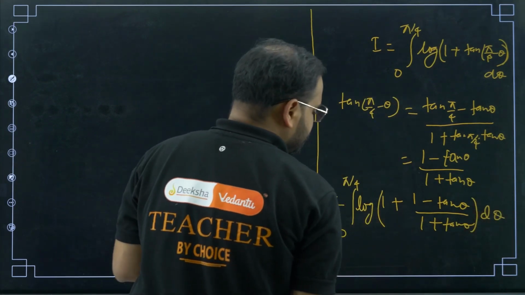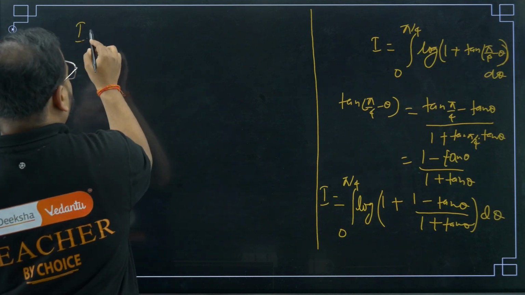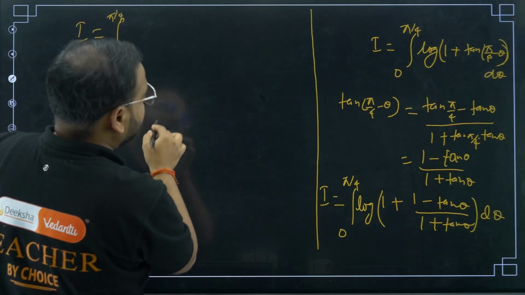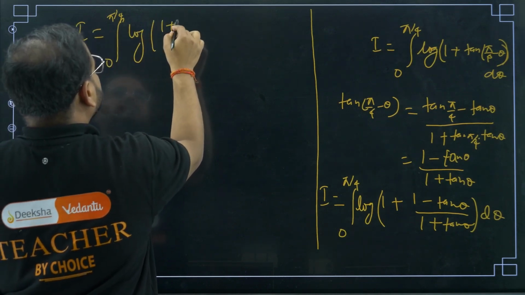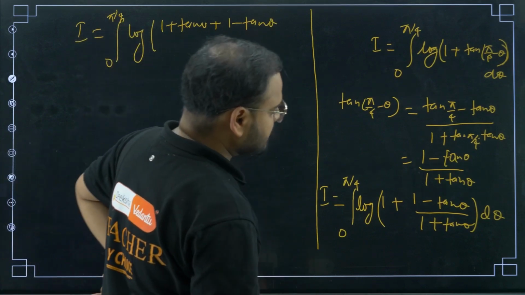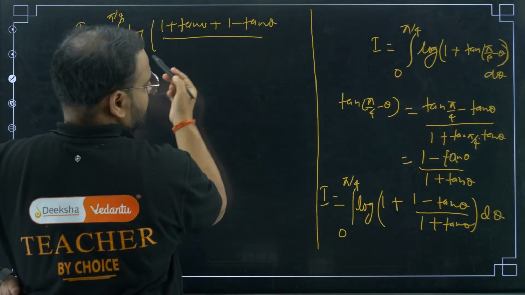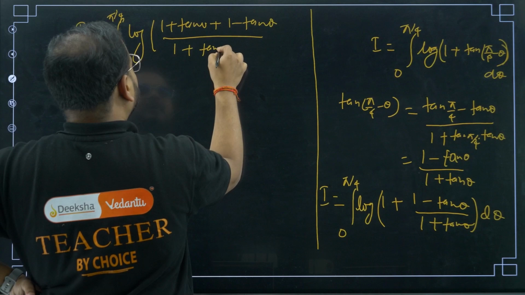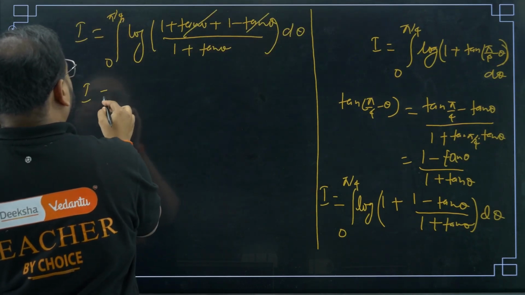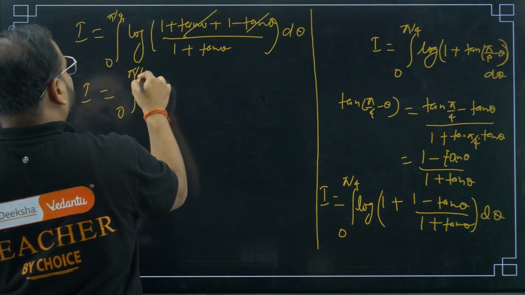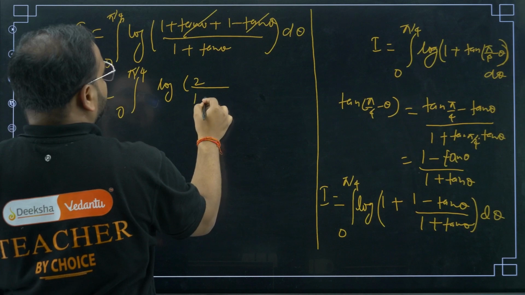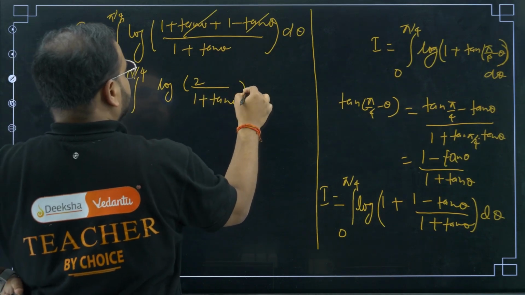Now if you take LCM, what will this become? Please check. This will transform into I integration from 0 to pi by 4. Okay, what is it? It's going to be log 1 plus tan theta plus 1 minus tan theta, okay, upon simply 1 plus tan theta in the denominator with the d theta. Cancel this and this, I get what? I get I equals 0 to pi by 4, okay, log of 2 upon 1 plus tan theta, right?